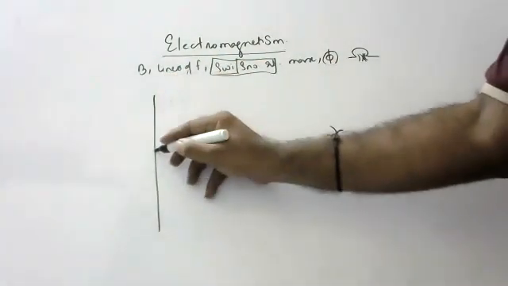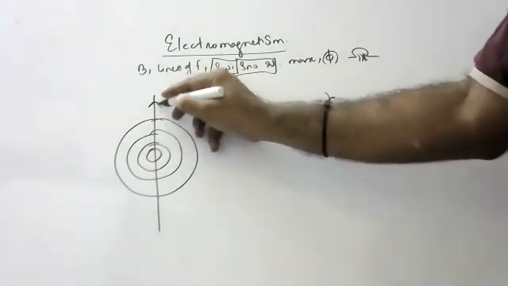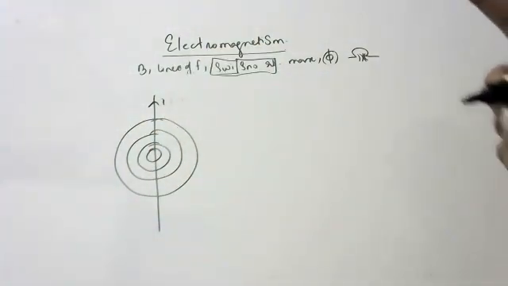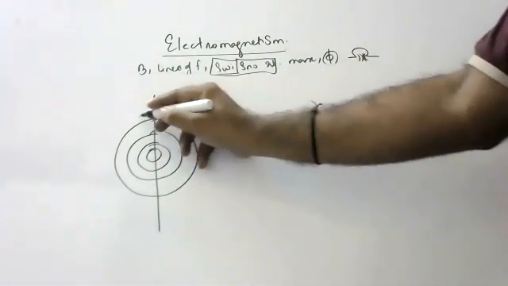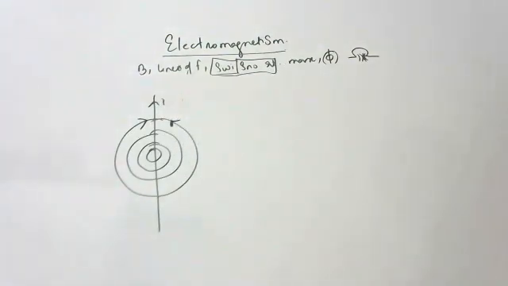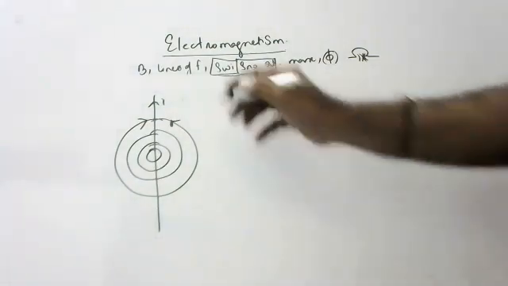Around the current carrying conductor, magnetic field is present in the form of concentric circles. Girls, will these concentric circles move clockwise or anti-clockwise? Which direction? Can anyone say?